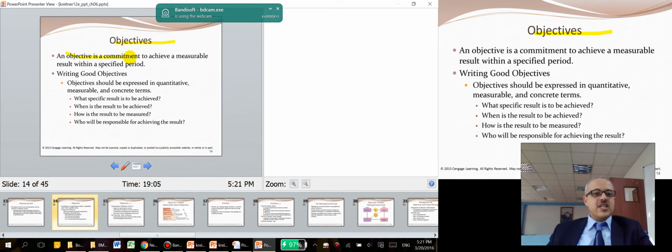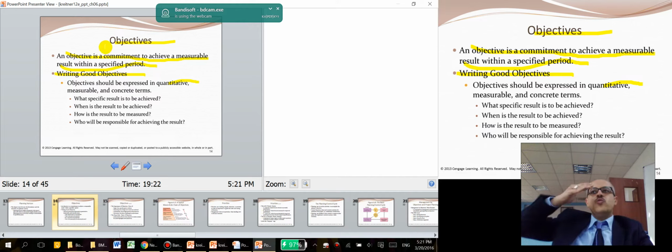Objectives. An objective is a commitment to achieve a measurable result for a specific period. Writing good objectives: objectives should be expressed in a quantitative way, right? I want to get 1 million customers, a $1 million number. You don't say I just want to have the best customers. You need to put some numbers there. This way you have a clear plan. Do you see? What specific results are to be achieved?